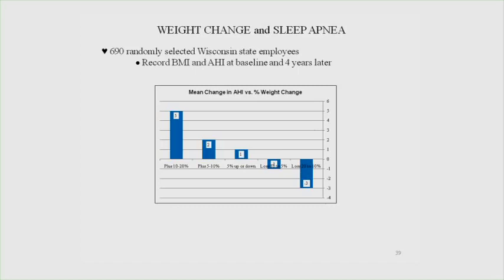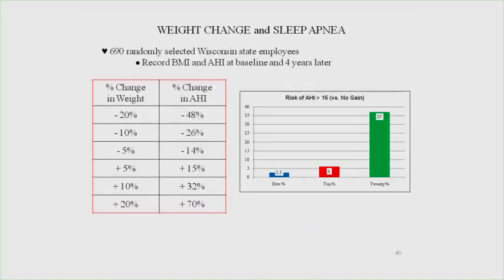Here's a study looking at less drastic weight changes and the frequency of sleep apnea. 690 Wisconsin state employees, you look at their BMI, their body mass index, an index of obesity, and you do a sleep study at baseline and 4 years later. Those that gained a lot of weight, 10 to 20% of their body weight, their apnea-hypopnea index increased the most. Individuals who lose weight, they have less sleep apnea as a reward for weight loss.